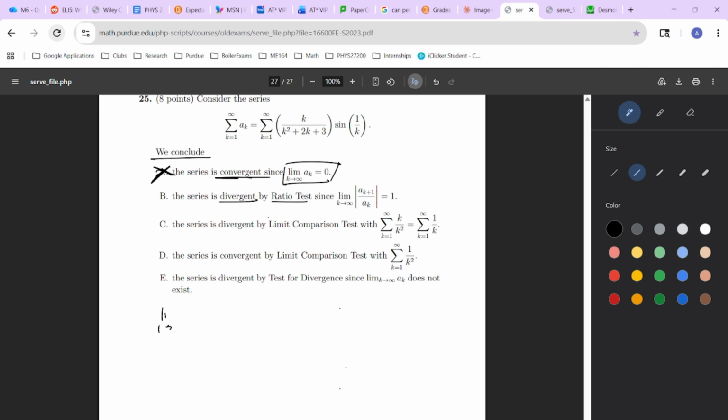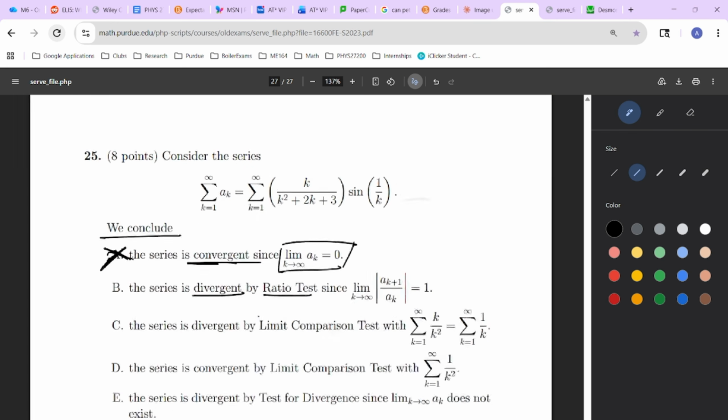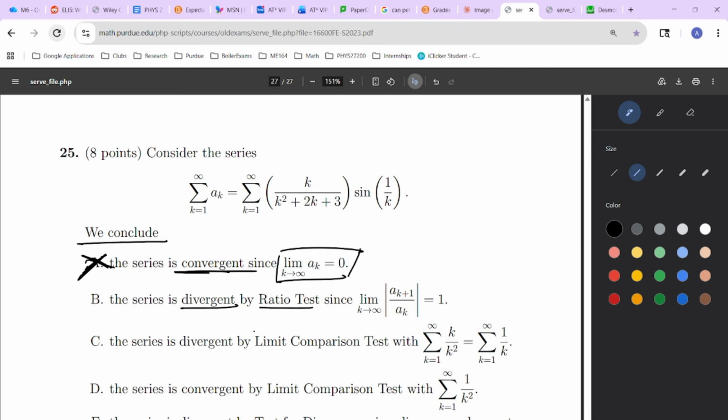What you should observe is that as k approaches infinity, you can approximate this polynomial in the bottom to just be k squared, right? That means that the ratio between the numerator and the denominator is 1 over k. And then you have the sine of 1 over k out in front. Now again, as k approaches those large values, the 1 over k in the sine gets very, very small as well. Then you can apply the small angle approximation theorem.